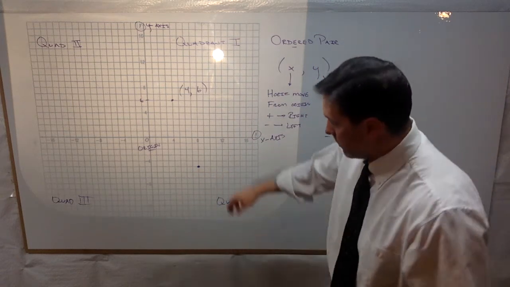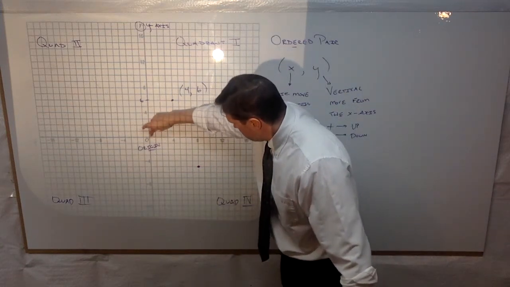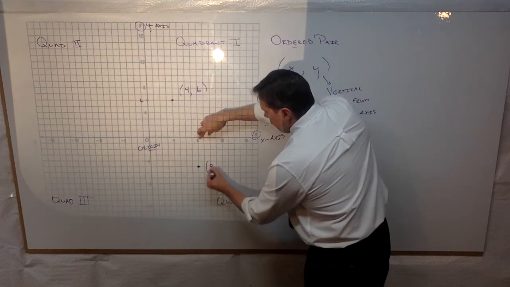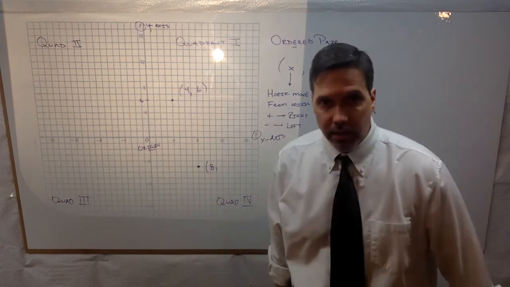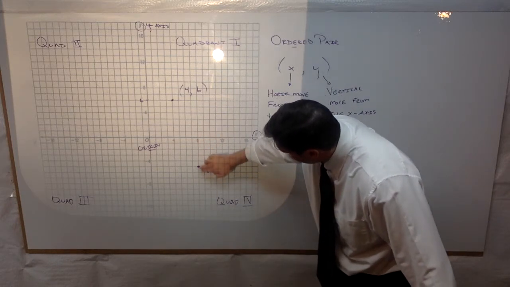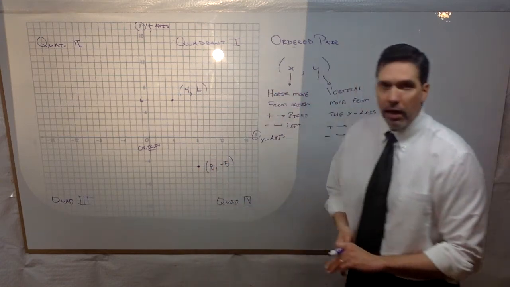Same idea. To locate this point, it's first a horizontal move from the origin. So in this case, looks like I have to move to the right 8. To the right 8 will be represented as a positive 8. And then from there on the x-axis, 1, 2, 3, 4, 5 down, we represent that as a negative 5.